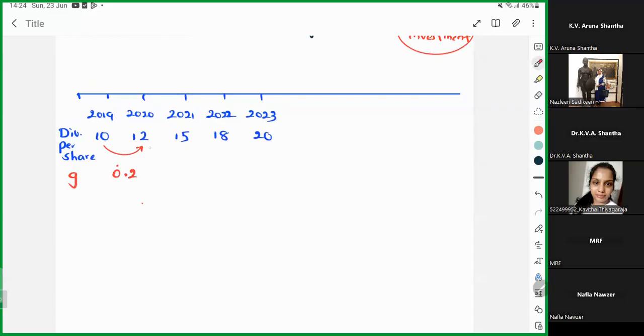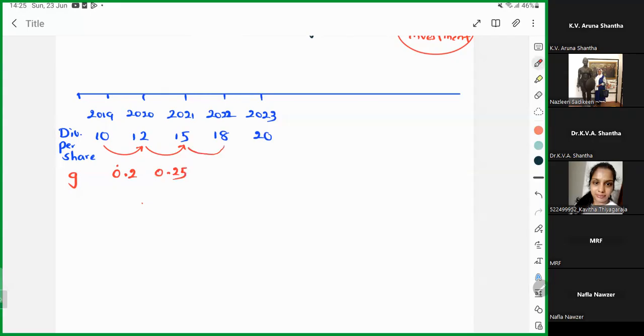How about 2020-21? 12 increased to 15. So dividend increases by 3 from 12. So what is the rate of increase? 3 divided by 12. 0.25. Yes.